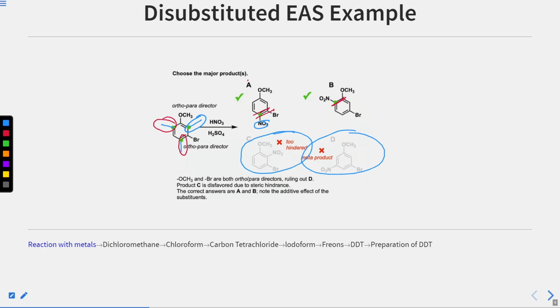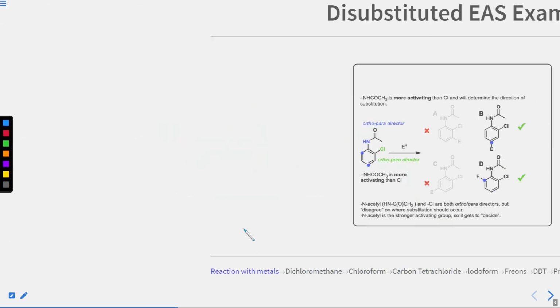Occur, A and B. So the same thing is written here, that OCH3 and OBr are both ortho-para directing, ruling out the D position. Now product C is disfavored due to steric hindrance. Therefore the correct answers are A and B. Note the additive effect of substituents. So this is the first example of disubstituted. Let us take one more example.